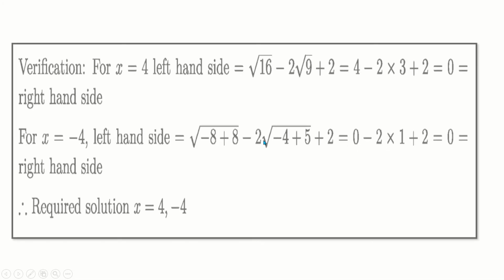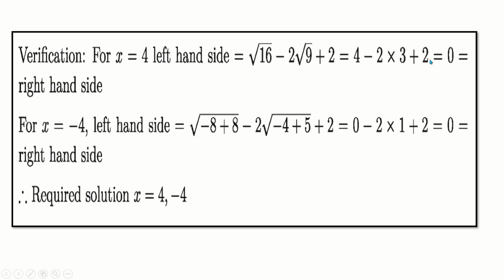Now verification. For x equal to 4, the left side will be 0, equal to the right side, and for x equal to minus 4, the left side equals 0, equal to the right side. So the required solution is x equal to 4 and minus 4.